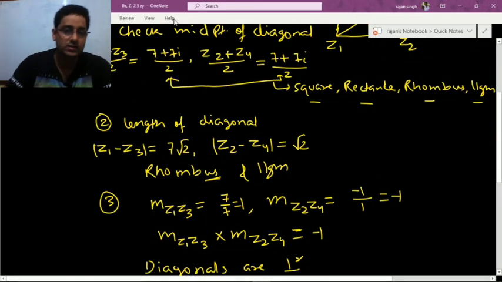Moving forward, we'll go deep inside the geometry of complex numbers.